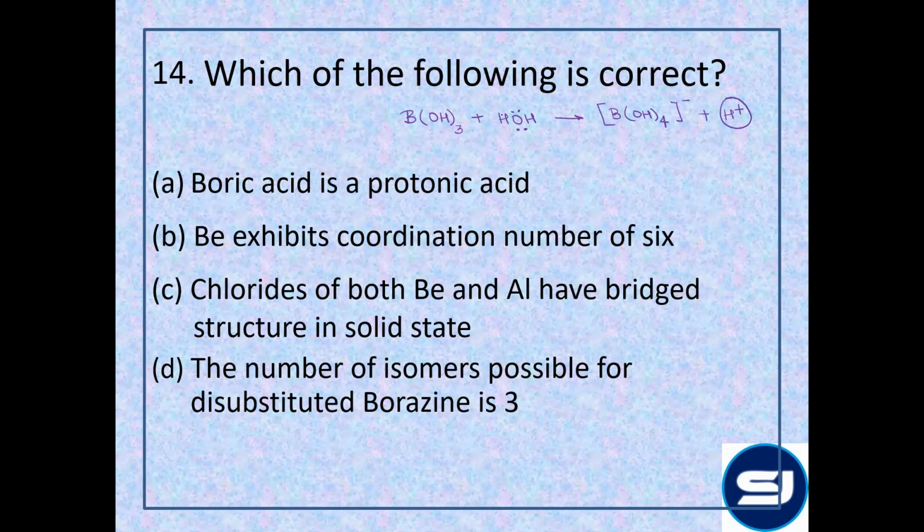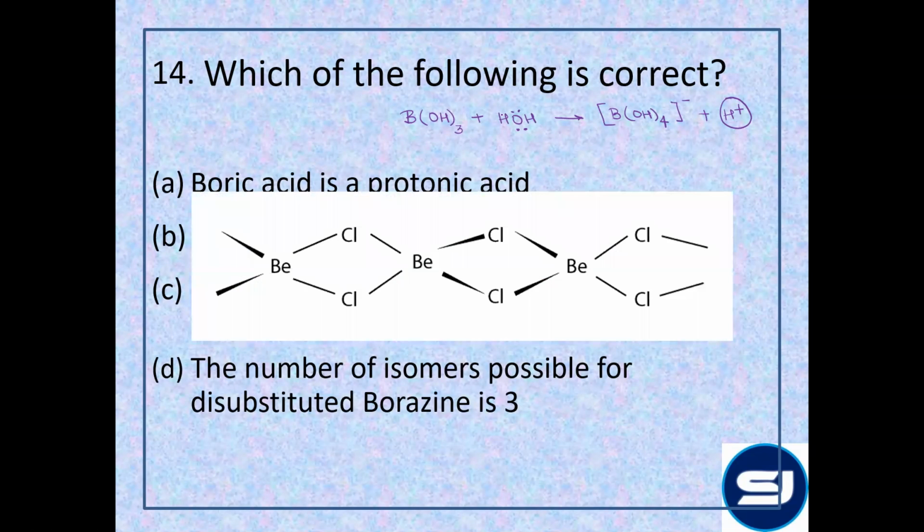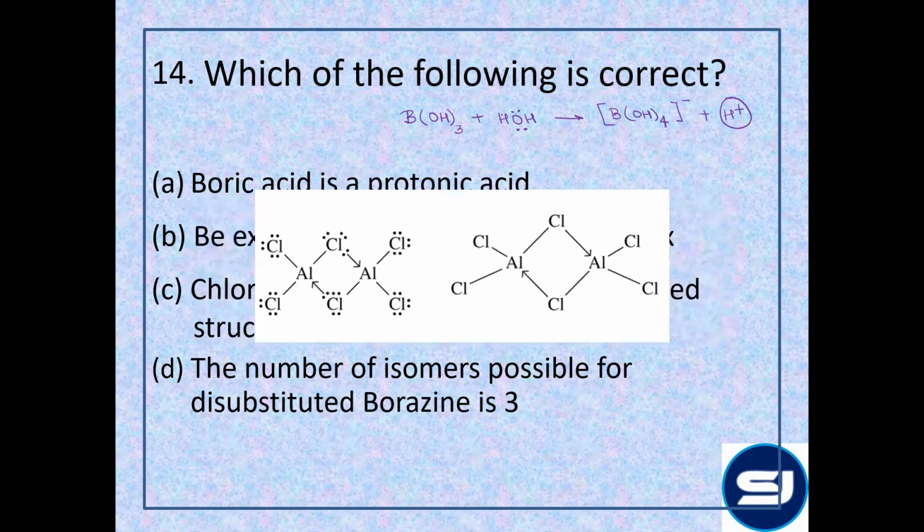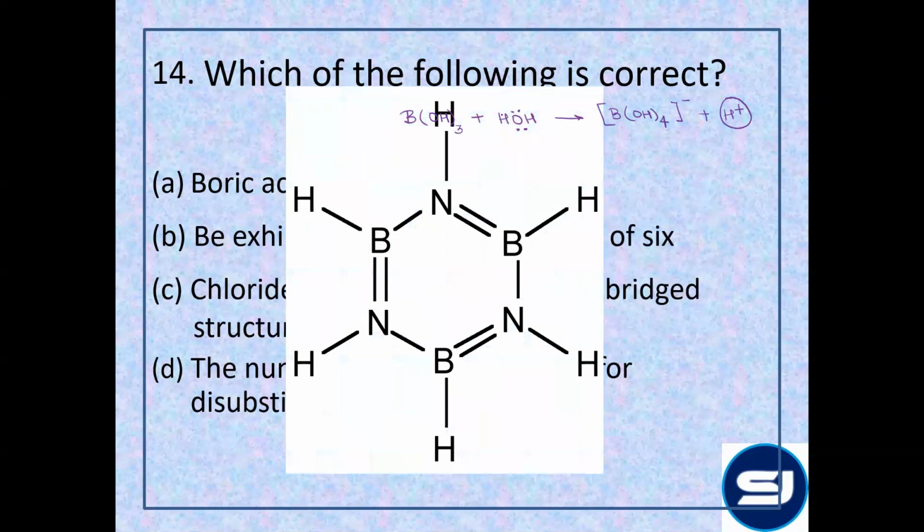अब ध्यान से सुनना इस बात को, it's important. First of all, this is your BeCl2 in the solid state, which has a bridged structure, and the chlorine over here forms a bridge with a two-centered 2-electron bond. This is for AlCl3 existing as a dimer in the solid state, and here we have borazine. How is borazine formed?